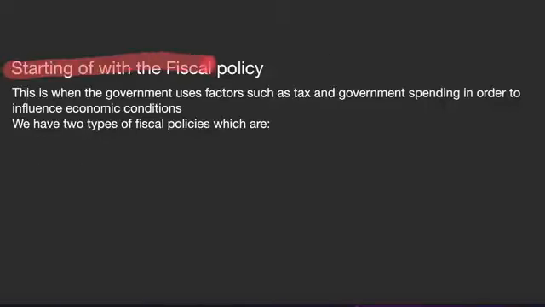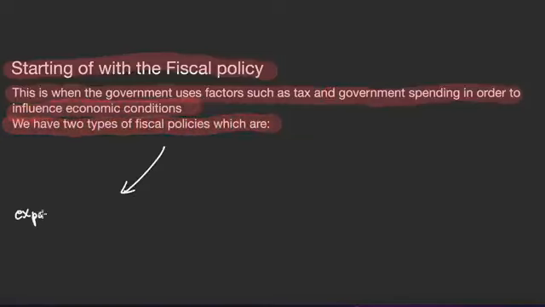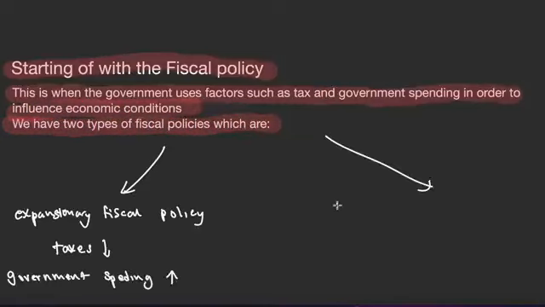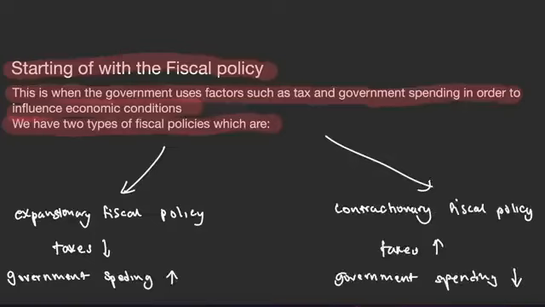Starting off with fiscal policy, this is when the government uses factors such as tax and government spending in order to influence the economic conditions. We have two types of fiscal policies, which are expansionary fiscal policy, which reduces the taxes and increases the government spending. We then have the contractionary fiscal policy, which increases taxes and reduces government spending.